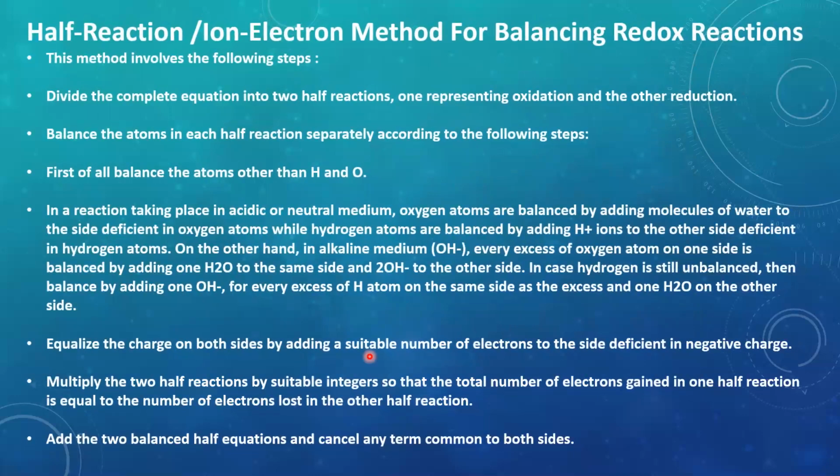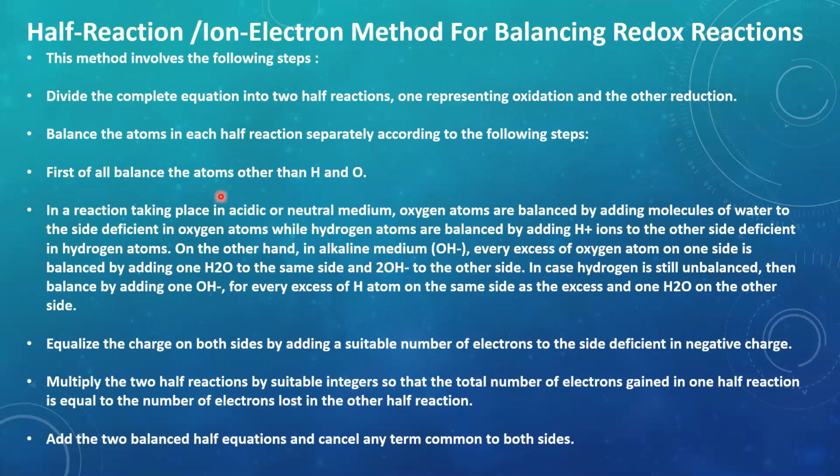Next, we will see how the half reaction method, or ion electron method, carries forward for balancing the redox reaction. This method is based on the following steps, that is, with the half reaction. Half reaction means oxidation reaction and then reduction reaction. So we need to divide the complete equation into two halves, one representing the oxidation and the other half as a reduction reaction. Then we need to balance the atoms in each half reaction separately according to the following steps.